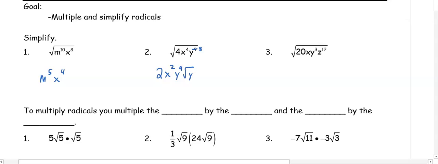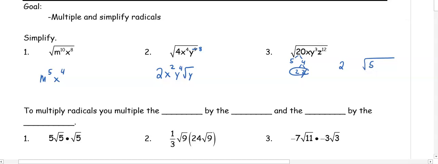Our last review problem then is number 3, root 20 x y to the 3rd z to the 12th. So first we're going to break down 20. So two numbers that multiply to 20 are 5 and 4. Two numbers that multiply to 4 are 2 and 2. So we have a pair of 2's, and we have a 5 under the radical.